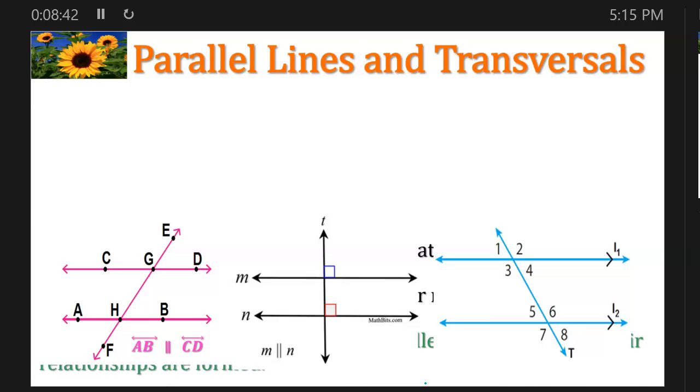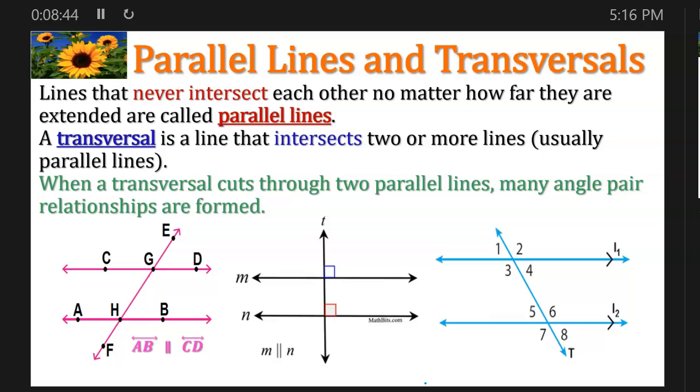Okay, so parallel lines and transversals. Again, we're going to have a separate video on this, but I just wanted you guys to kind of see what they're talking about when we mention parallel lines and transversals. Lines that never intersect each other, no matter how far they are extended, are called parallel lines. So you may have seen this in a previous grade level. These two lines right here, line AB and line CD, they're parallel to one another.